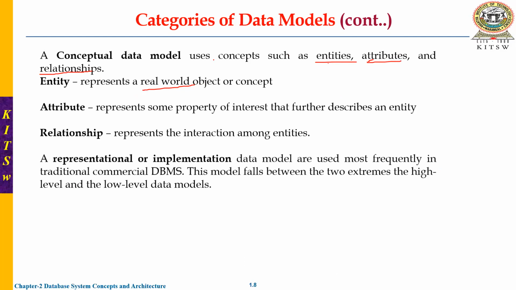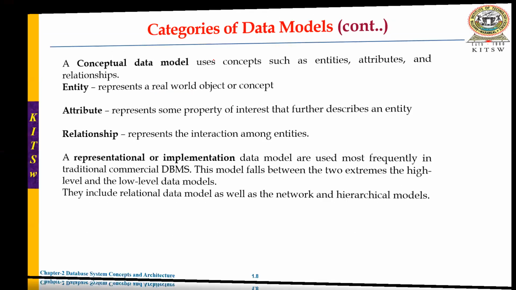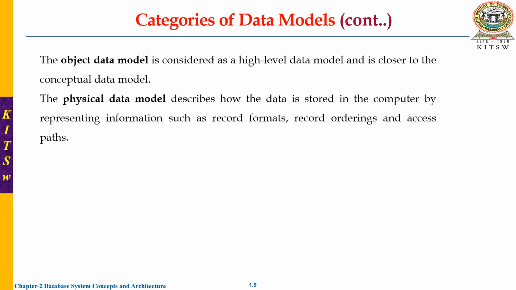A representational or implementation data model is used most frequently in traditional commercial DBMS, and this model falls between the 2 extremes, the high-level and low-level data models. They include the relational data model as well as the network and hierarchical data models. The object data model is considered a high-level data model and is closer to the conceptual data model. A physical data model describes how the data is stored in the computer by representing information such as record formats, record ordering, and access paths.